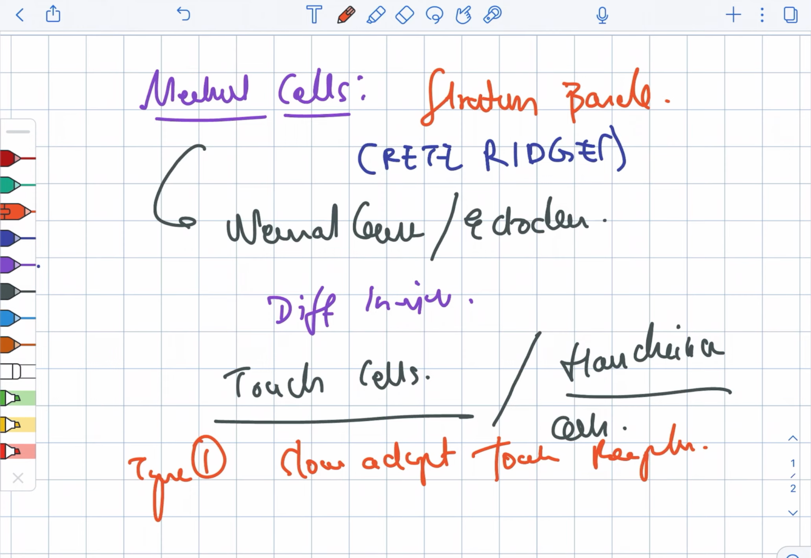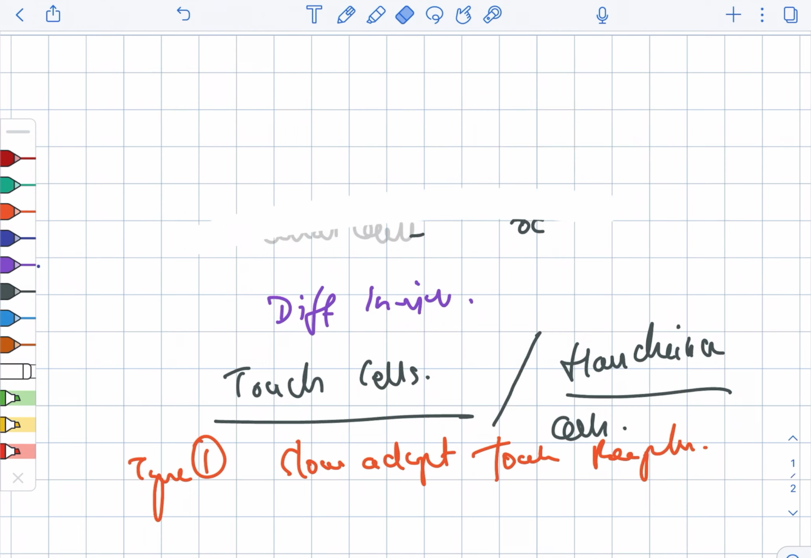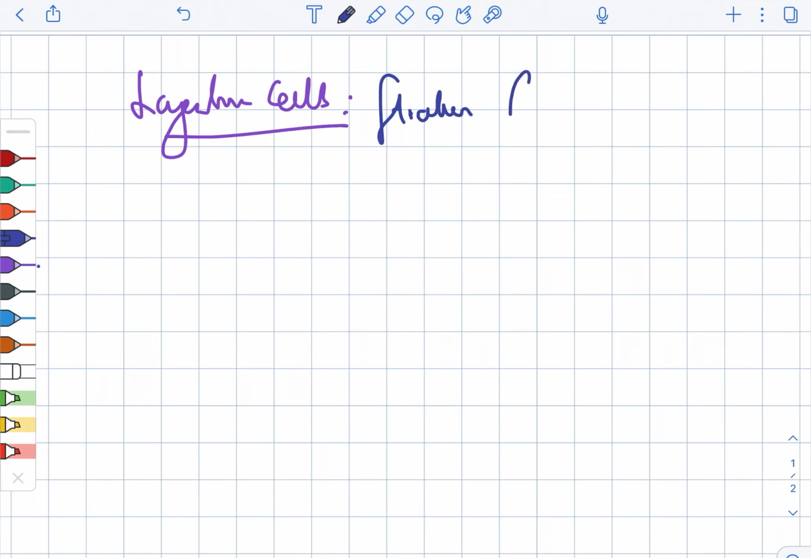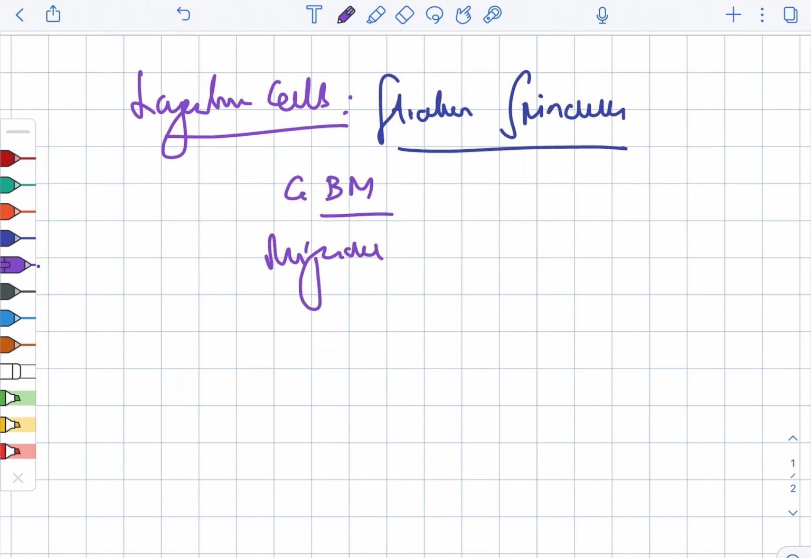Next we are looking at the Langerhans cells. In case of the Langerhans cells, it is present in the stratum spinosum, and it is derived from the bone marrow, and it migrates to the epidermis. Now looking at the features, they are dendritic.